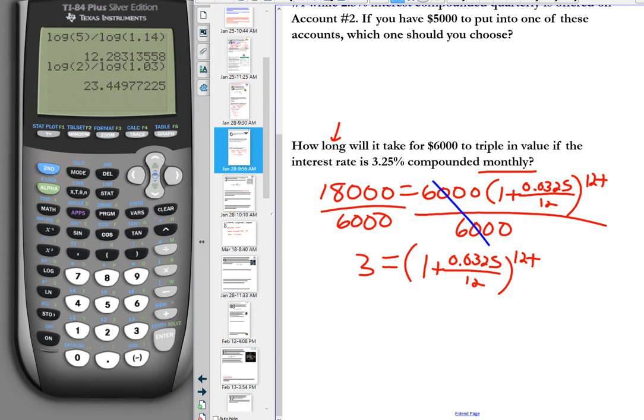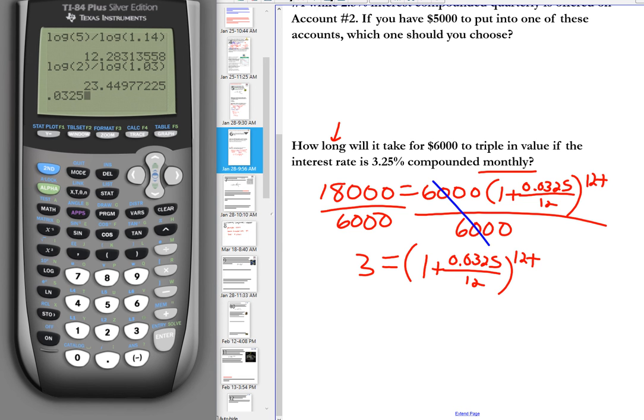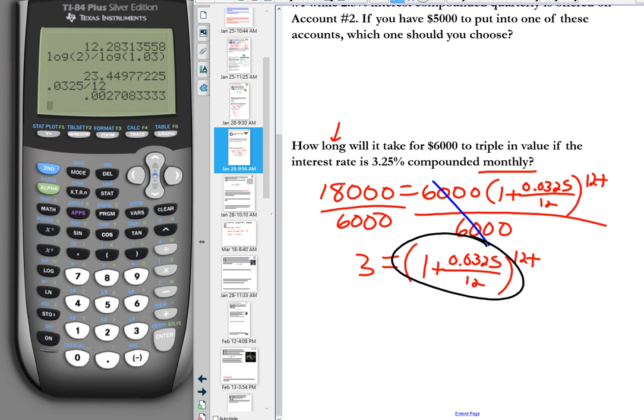Well, it'd be great if I could just simplify what's inside the parentheses. But when I put that into the calculator, 0.0325 divided by 12, see how it fills up the whole screen? It looks like it's a repeating decimal there. So what I would like to do is use the calculator's memory to my advantage. I know that this huge base right here is going to become the base of the log. I want to take the log of whatever that number is. Let's put in the 1 already, plus 1.